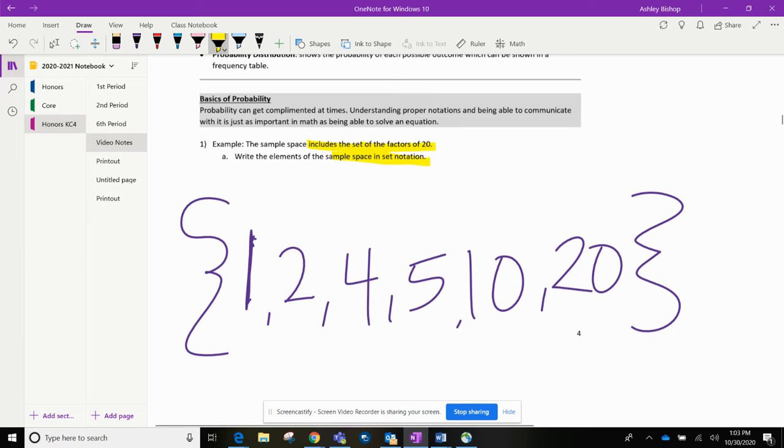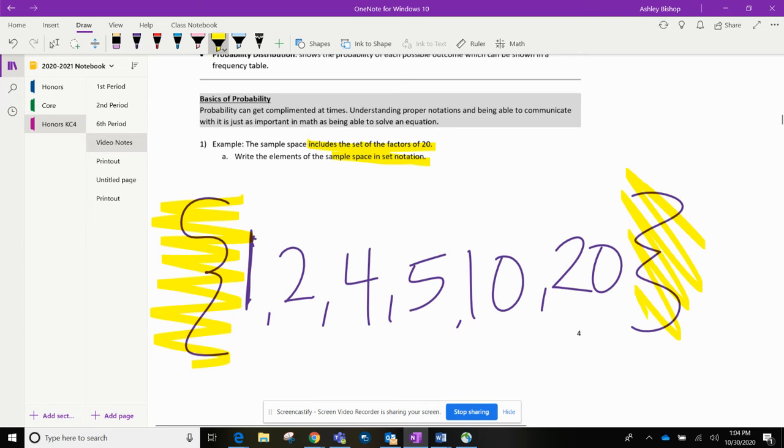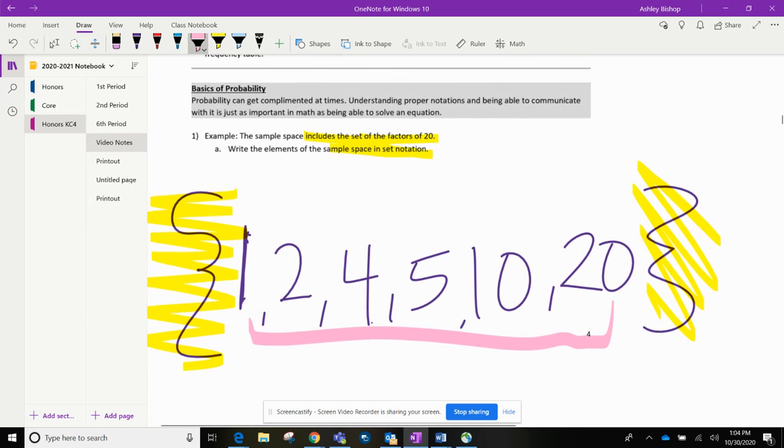So the set notation comes from the brackets. And on the inside, I put all of the options that are going in the brackets. All right, so let's practice with that again on the next page.